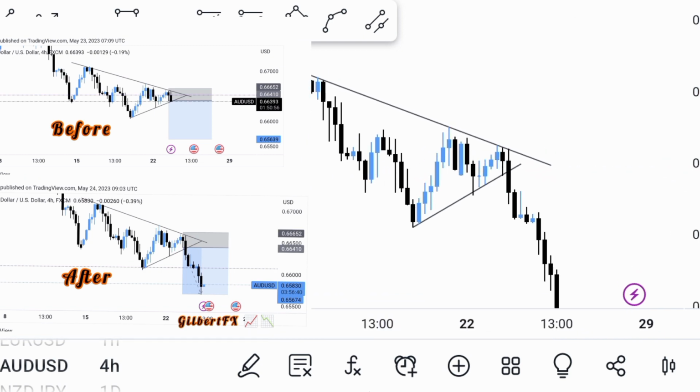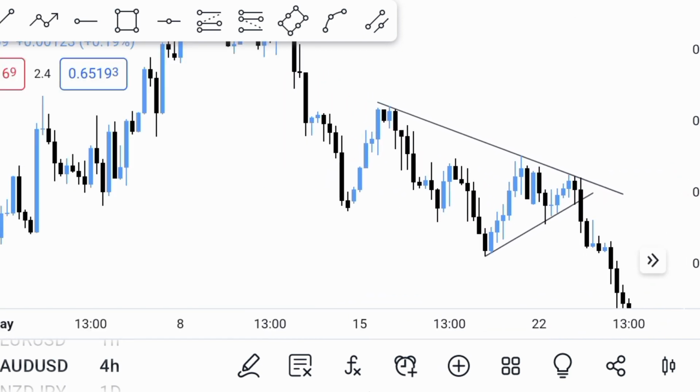At this point in time, with the help of DXY, I knew that AUDUSD would be pushing down. If you haven't watched our analysis on DXY, check the video at the card there, where I broke down DXY. I told you the next movement of DXY, and DXY respected our analysis and went in our favor. Go check that video out to see the analysis I made in there.